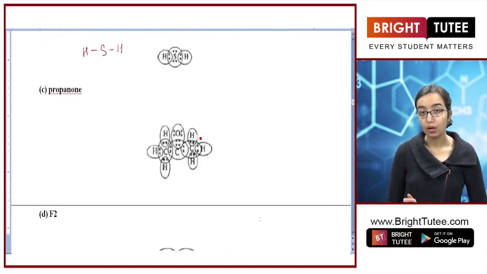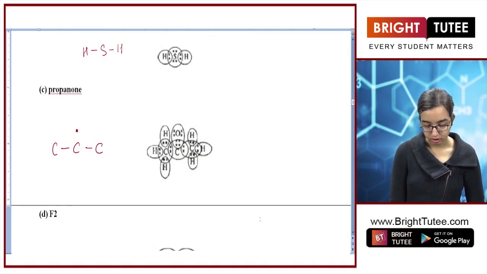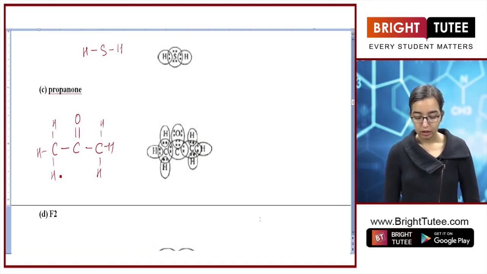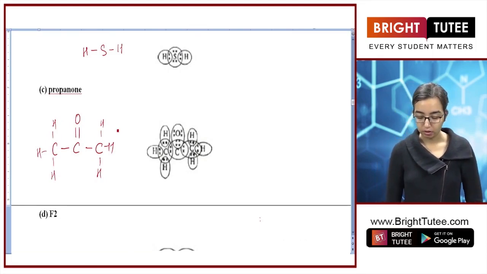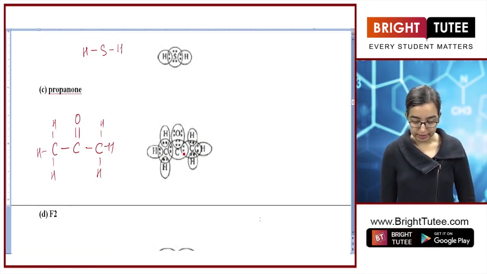The next is propanone. Now, one means ketone, which means a double bond O in the center, and we have 3 carbon atoms. Remaining valencies with hydrogen. You see, this is the stable structure, and you convert it into electron dot form, you get something like this. So hydrogen is sharing 1 electron each. The double bond O is shown by sharing of 2 electrons from each atom. And you see that all of them have achieved their stable outermost configuration.